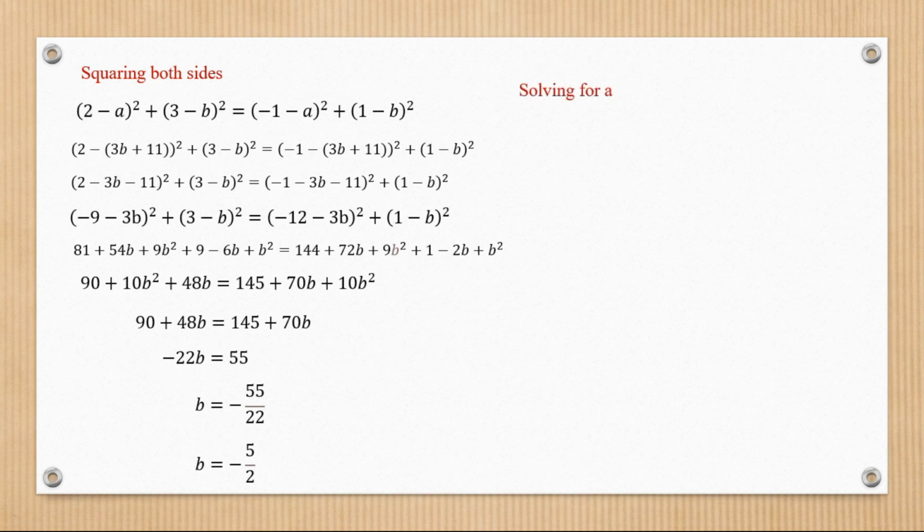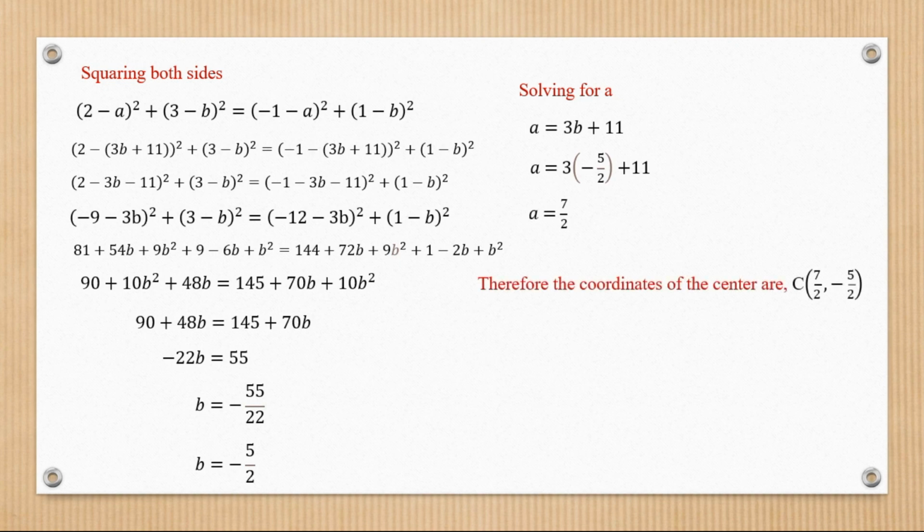So now that I know the value of b, I can solve for a. a shall be equal to 3b plus 11, which is what we had said. Substitute in for b, and I'll have a as being equal to 7 over 2. So now that I have the coordinates of the center, I can actually see that we can calculate the radius. So use any of the points that you choose. So I've chosen to use the point negative 1, 1, but you could use any point. Even the point 2, 3 would also work and give you the same answer.